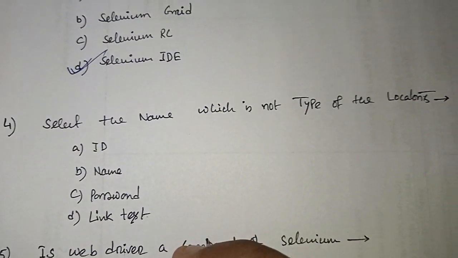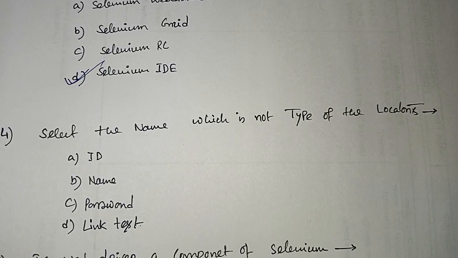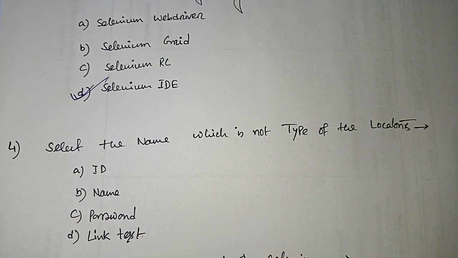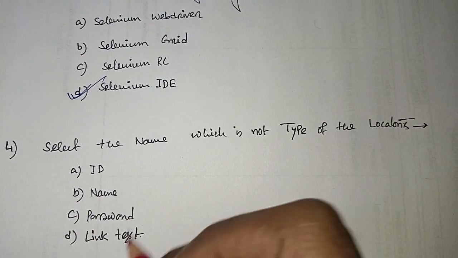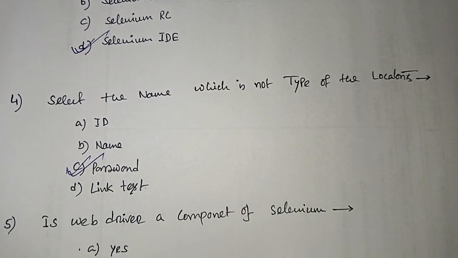So number 4, select the name which is not a type of locator. ID, name, password, linked. So ID, name, linked are part of the locator, but password is not part of the locator. So password is the correct answer.